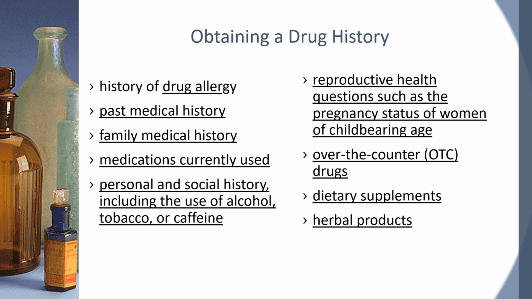One thing that falls under the role of a licensed nurse is that you have to obtain a drug history. So you have to talk to people. You have to use open-ended questions and closed-ended questions to get information. You need to know if they have a history of a drug allergy, any past medical history, family history. What medications are you currently using? Do you have any personal history of using alcohol, tobacco, or caffeine? Usually they ask reproductive questions if you might be pregnant. They ask if you're taking over-the-counter drugs. Dietary supplements and herbal products now are included in this topic of obtaining a drug history.